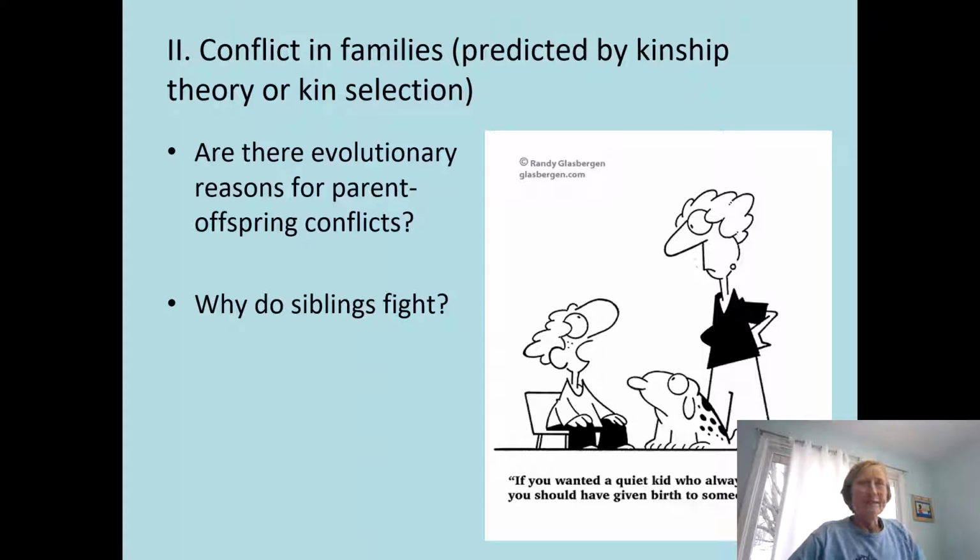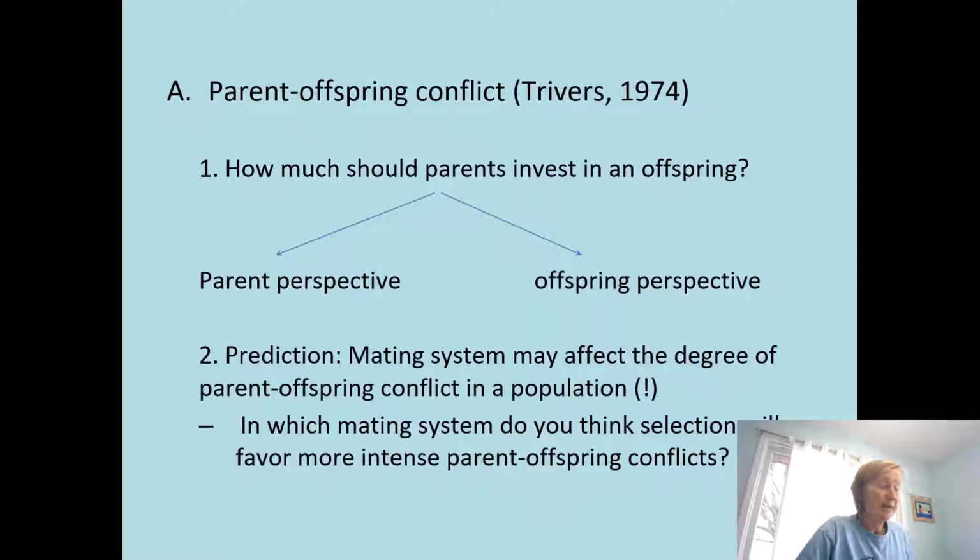so does kinship theory or kin selection predict that there's conflict in families, between family members? Should there be conflict ever between family members? Are there evolutionary reasons for conflict between parents and offspring or between siblings? That's the question. I think the kin selection theory would predict that there should be parent-offspring conflict and sibling-sibling conflict. And here's why.